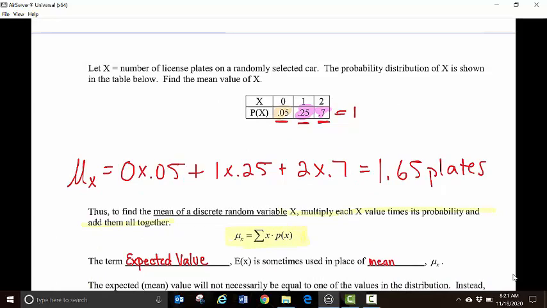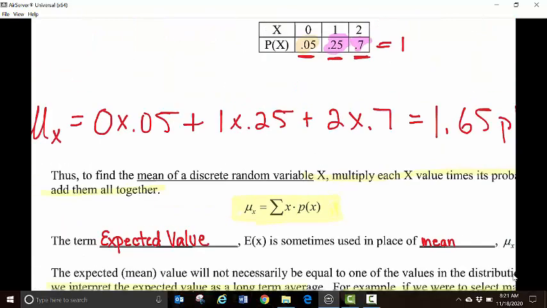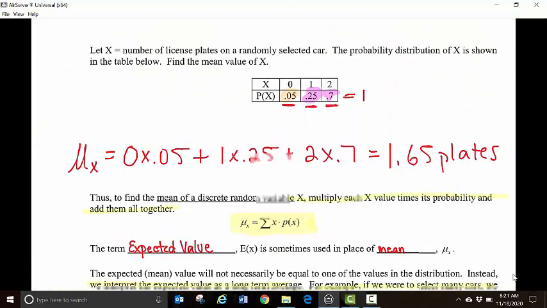Here's the formula to find the average. It says take every value of the variable, times it by the chance of it happening, and add it up. So that's what I did. 0 license plates times the chance of that happening, plus 1 license plate times the chance of that happening, plus 2 license plates times the chance of that happening, and I get an average of 1.65 plates.